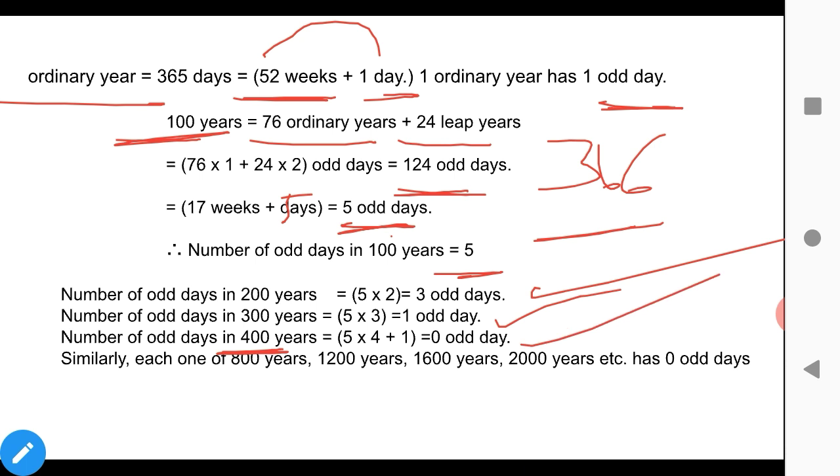Here we have to remember that 100, 200 and 300 are not leap years. Even though they are divisible by 4, the century years like 100, 200, 300, 1700, 1800, 1900 are not leap years; only those divisible by 400, like 1600, are leap years. Other years which are divisible by 4 are leap years. In this way, for every 400 years, the total number of odd days is 0. So up to 800, up to 1200, up to 1600, up to 2000, the total number of odd days is 0. So remember these points.